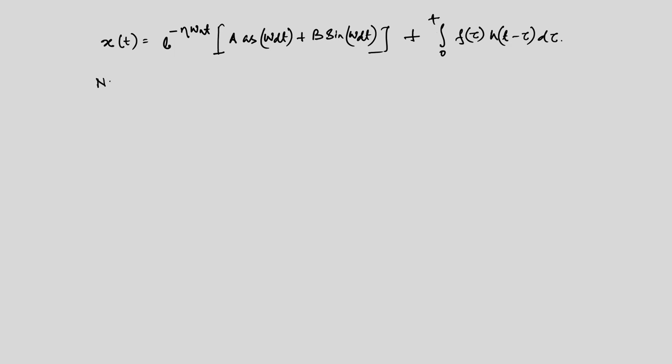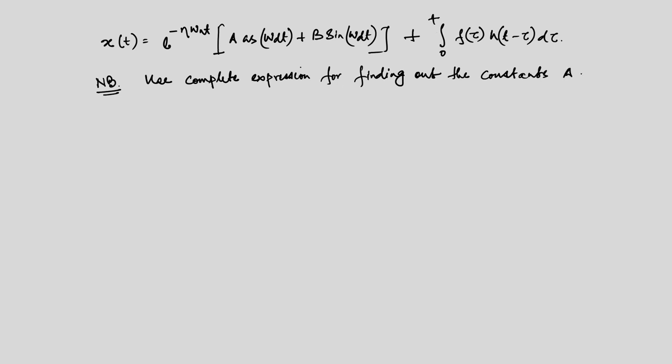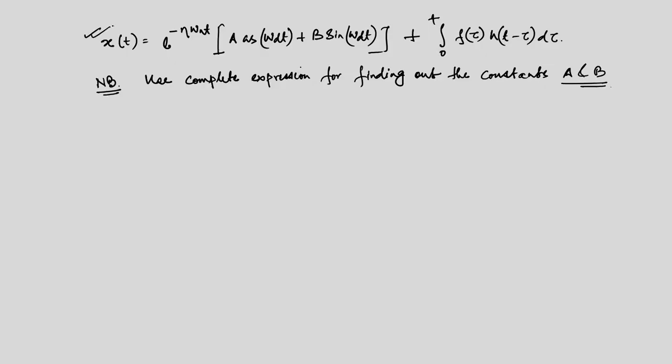Again, note: use the complete expression for finding out the constants A and B. So, this is important. You have to consider the initial conditions, define them, and find the constants A and B from this total response. Do not use the other expressions that we have derived for other cases. You have to consider this complete expression, but there is a small difficulty. I leave that as an exercise.